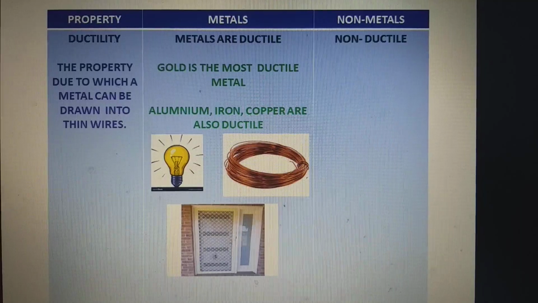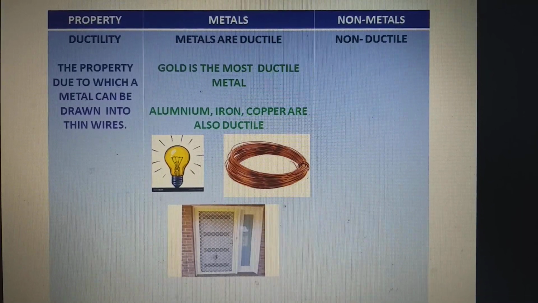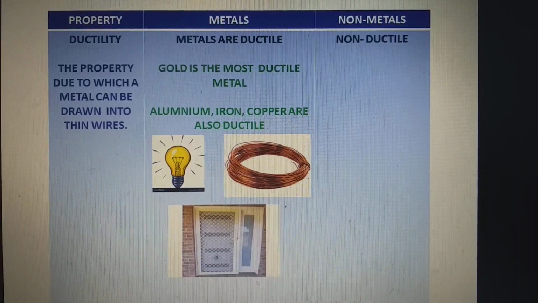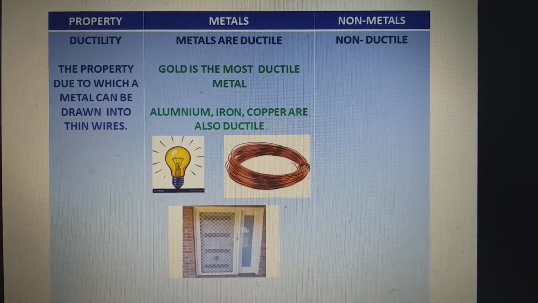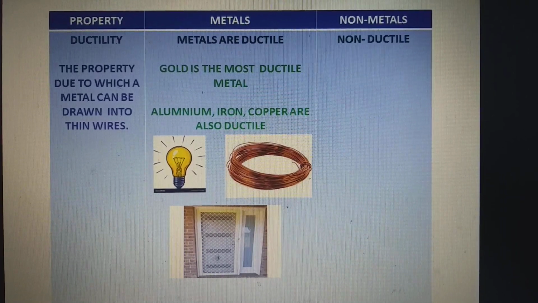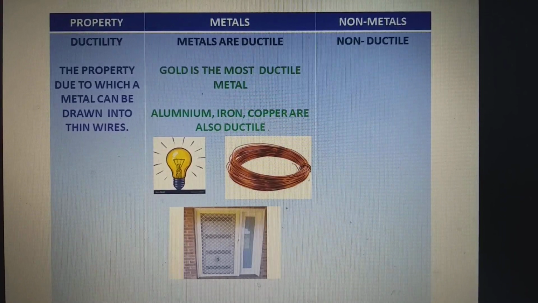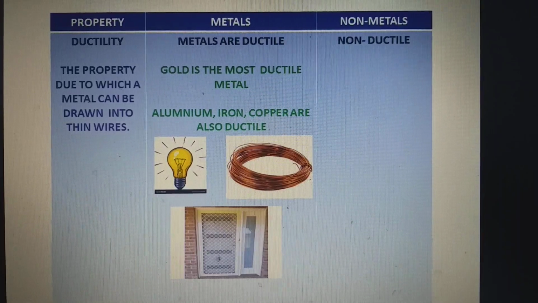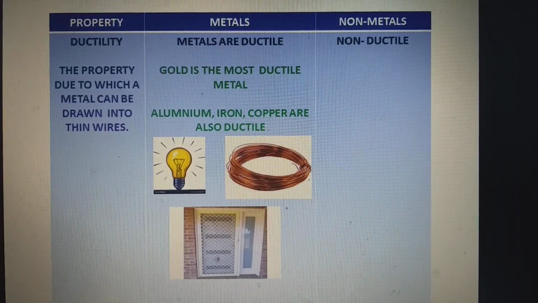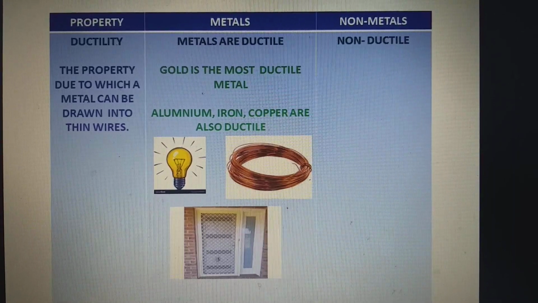Students, you can see the property of ductility in mesh doors also. Mesh doors are jali ke darwaze. You can see the mesh door at your place. In this also the metal is converted into wires. So you can tell your family members, your brothers, sisters about it, that the property involved in the mesh doors is ductility.